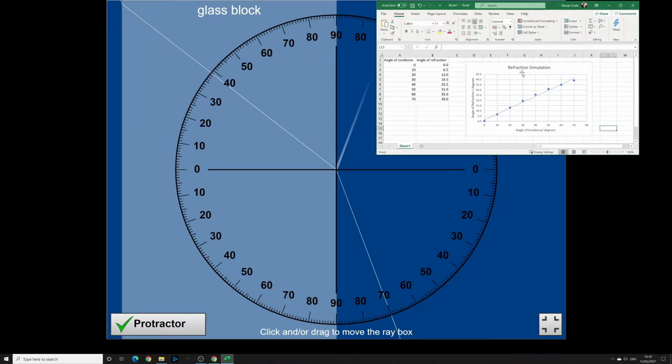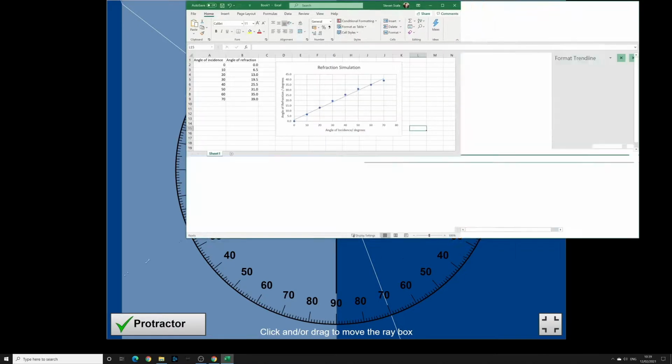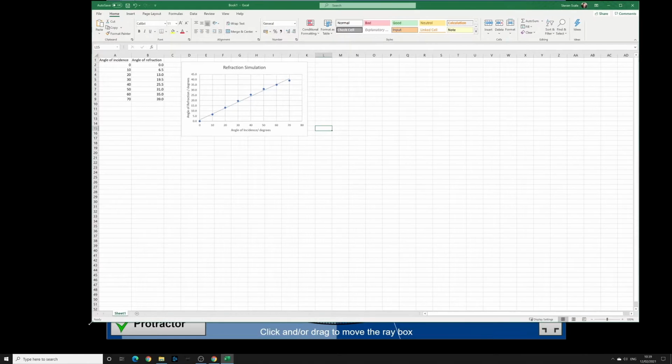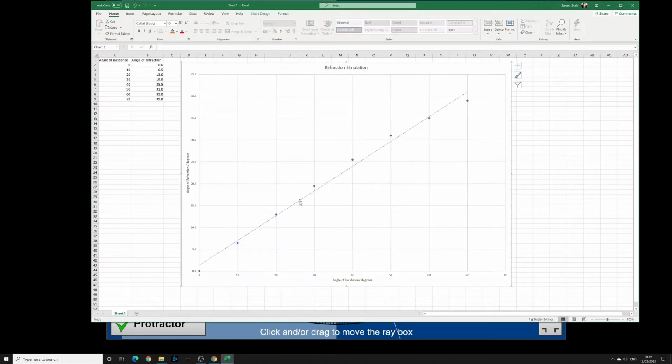Okay, so I'm not happy with this trend line. If I make this window a bit bigger and we have a look at the graph at a bigger size, you'll see that that trend line isn't a very good approximation to what's going on. There's a shape that looks like a curve that looks much better than that best fit line. So I would say that this best fit line isn't the correct pattern. So the angle of incidence and the angle of refraction are not directly proportional.